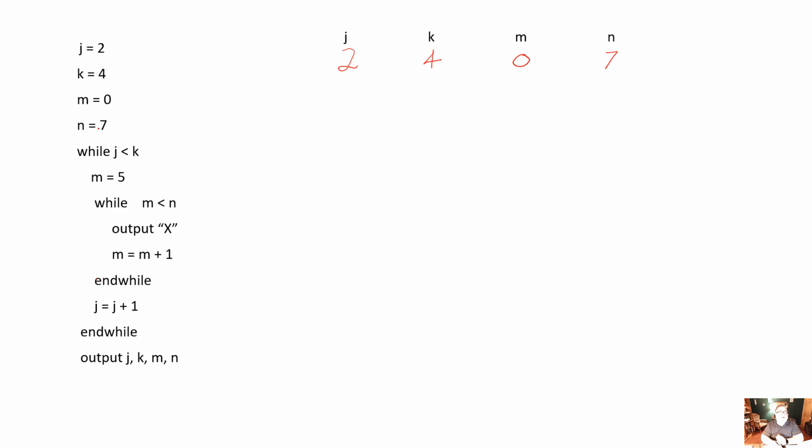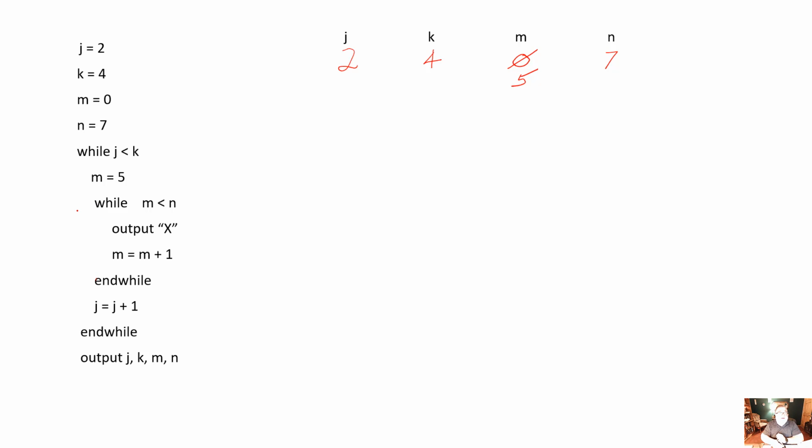Okay, so now we go here, and it says while J is less than K. So I look at J. Is it less than K? Yeah, it is. Okay, so we're good. This is true, so we enter the loop. First thing it says is M equals 5. So let me get rid of this 0, and now M is equal to 5.